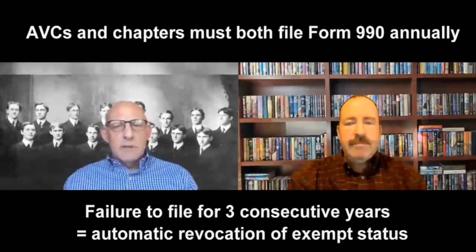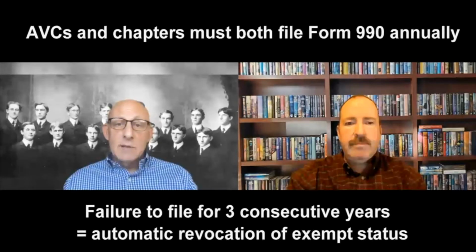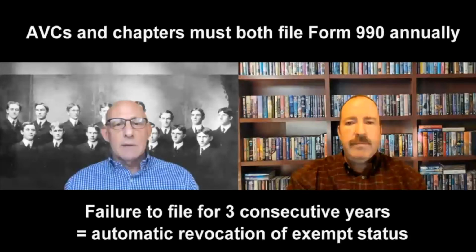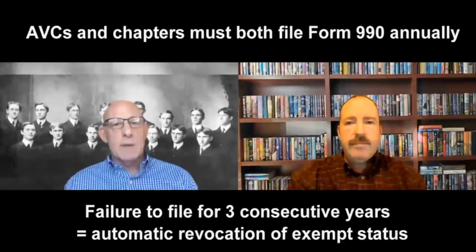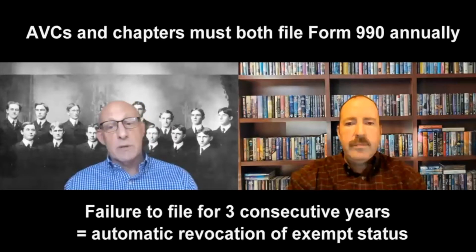But Steve, how do we maintain tax exempt status with the IRS? Well, even though an AVC or a chapter may not owe any taxes, every chapter and AVC still has a reporting obligation. That means they must file their own Form 990 with the IRS every year. If they don't file Form 990 for 3 years in a row, the exemption is automatically revoked.